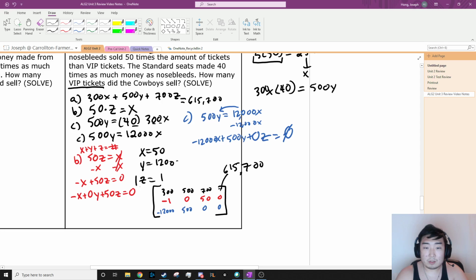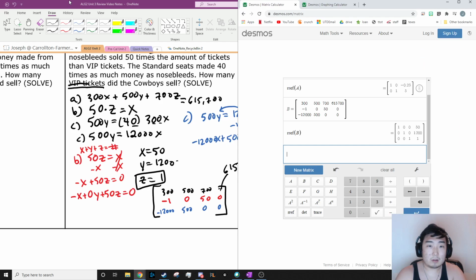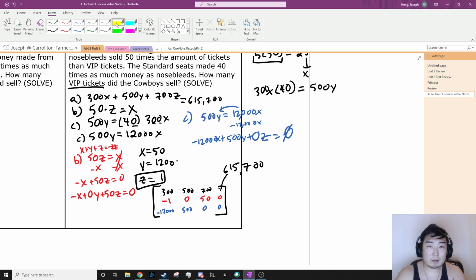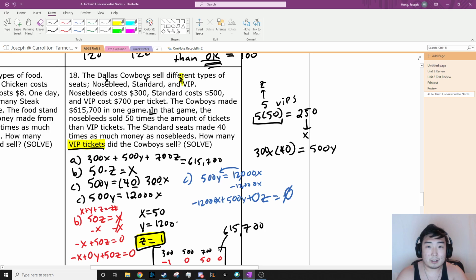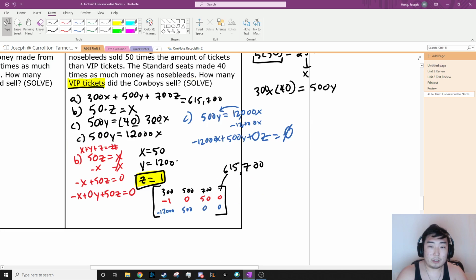So this right here is my answer because I'm asking you for the VIP tickets. The VIP tickets representation is Z. I stated so right here. There you go. Perfect. So easy.